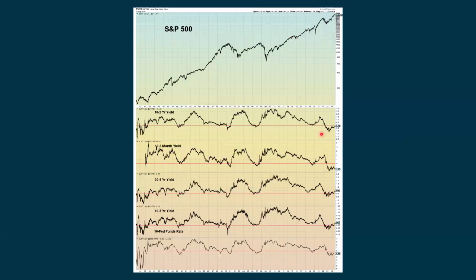Then we look at the yield curves. They are still inverted. This is another thing that we're waiting to see happen. On Friday, we had the employment situation report. It was much weaker than expected. And this has justified the Fed keeping rates higher for longer.